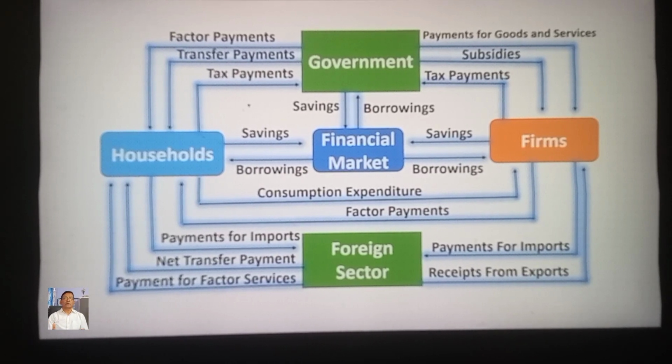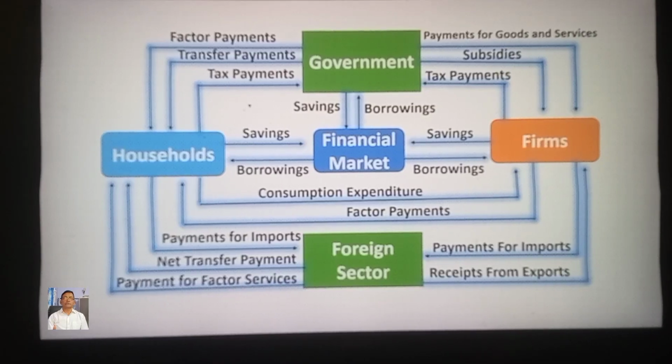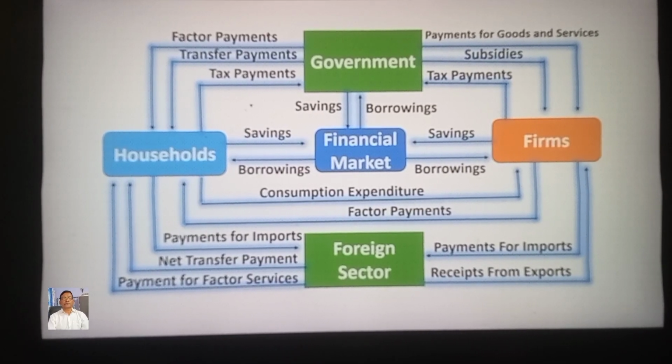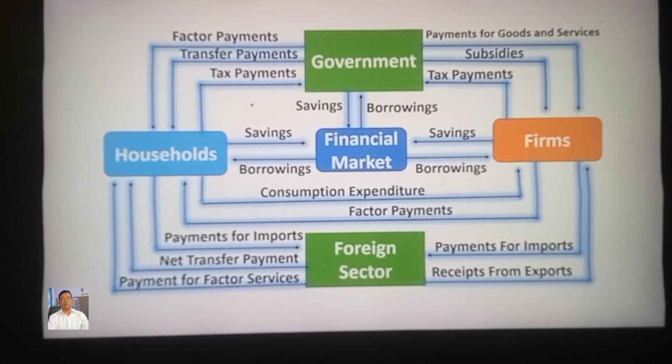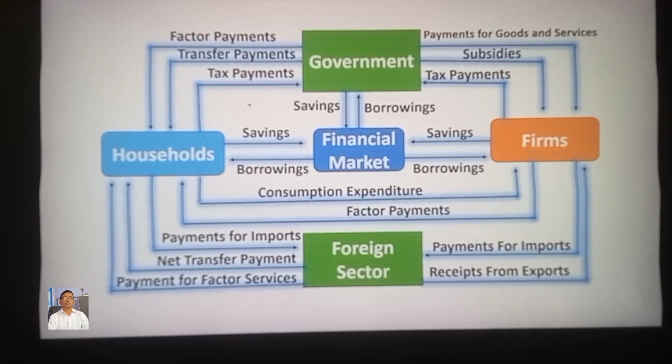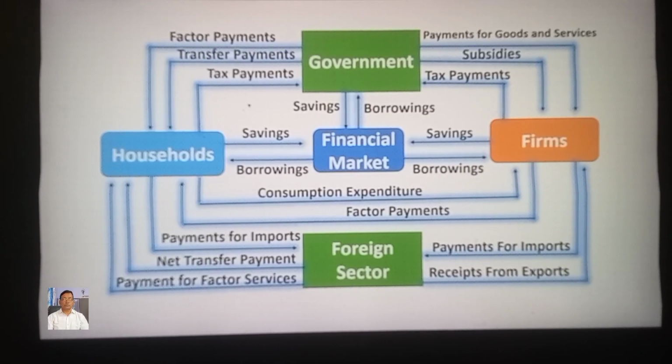The financial market also plays an important role in the four-sector economy, as the savings made by the households, firms and the government get accumulated here. And this money is invested by the financial market in the form of loans to firms, households and the government.